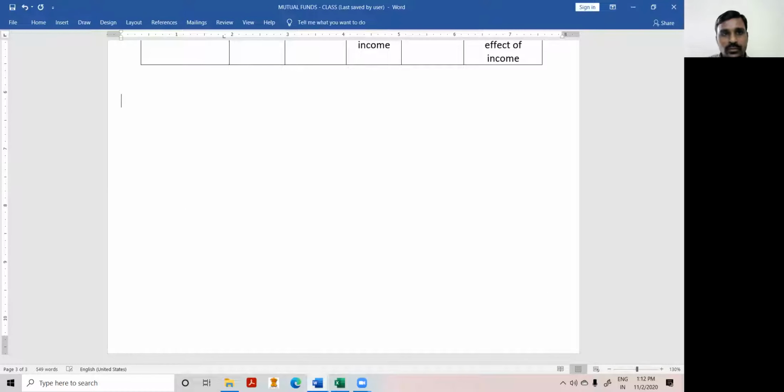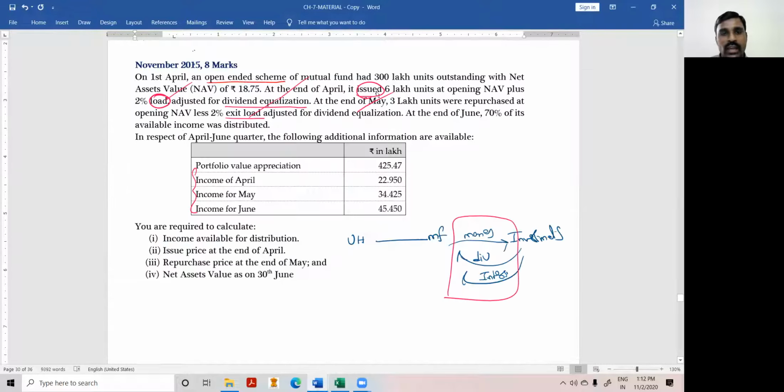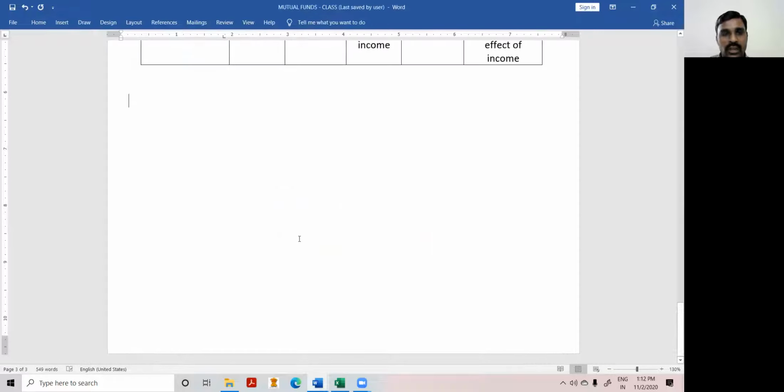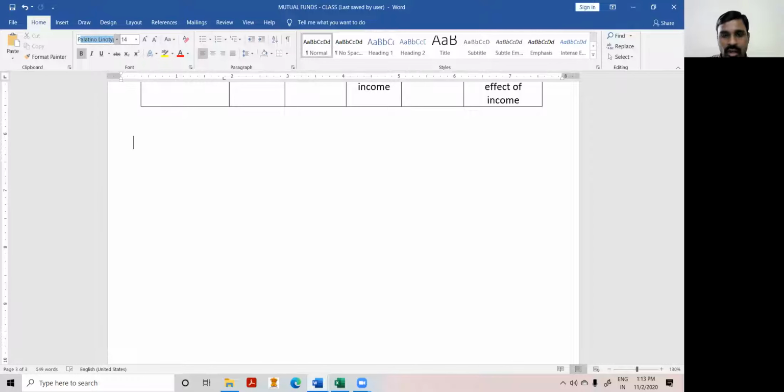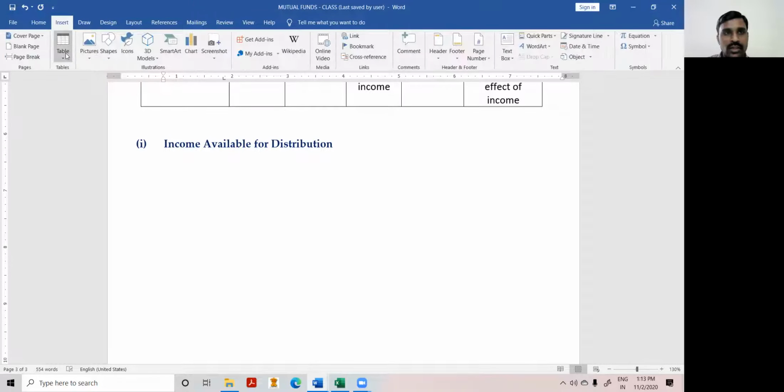Right. Next. So having discussed this statement, now we'll go to the actual calculations. Income available for distribution. This is the first question. As we discussed above, whatever are the revenue items, only those that are revenue and realized will be considered. Both should be there. Just write whatever is given to us.